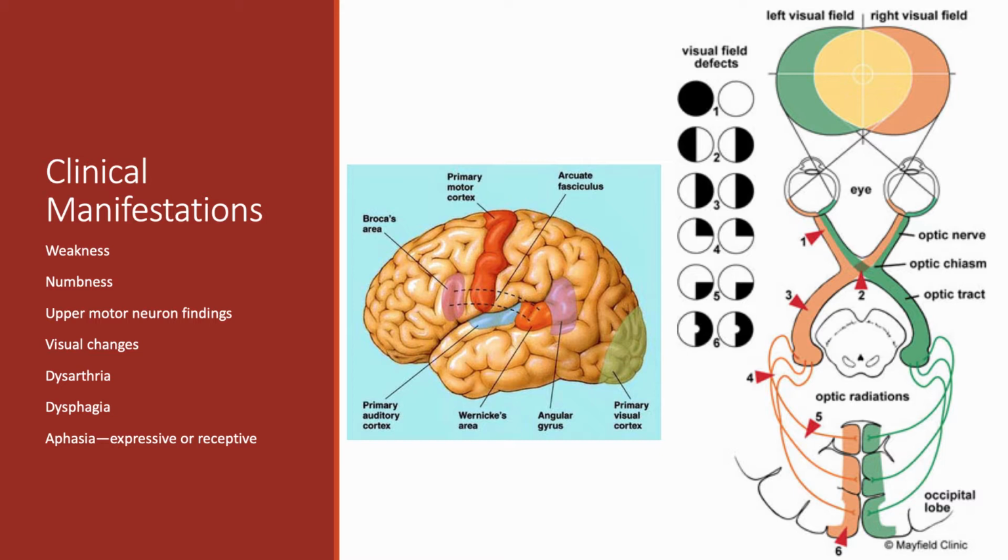So expressive aphasia is, I guess I can illustrate it best by speaking like this. I had, like that. The patient has word finding difficulty. It's very hard for them, very frustrating. They can't get out what they want to. They know exactly what they want to say. They have no idea how to say it.